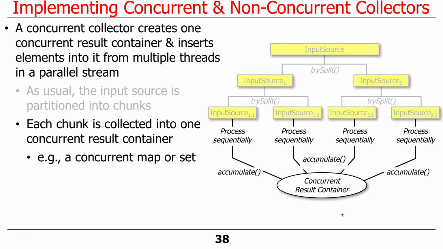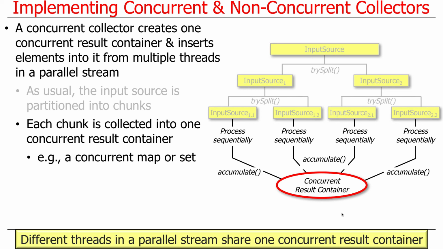And as the processing finishes, rather than having sub-results or intermediate result containers where the results are going to be merged, instead everything just gets plopped directly into the concurrent result container, which is typically something like a concurrent map or concurrent set or something like that. And the different threads in a parallel stream will all share this one result container. Now, the implication, of course, here is that this result container had better darn well be efficient to add stuff into, because if it's inefficient, then you may have some challenges.